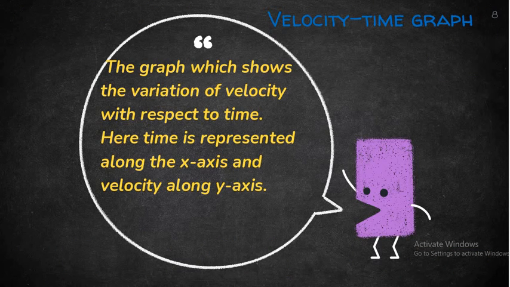What is a velocity time graph? As the name itself indicates, this graph contains two variables: velocity and time, where velocity is the dependent variable and time is the independent variable, as usual, which I have seen in the distance time graph. Here time is represented along the x-axis and velocity is represented along the y-axis.